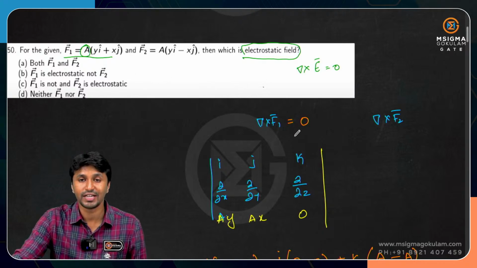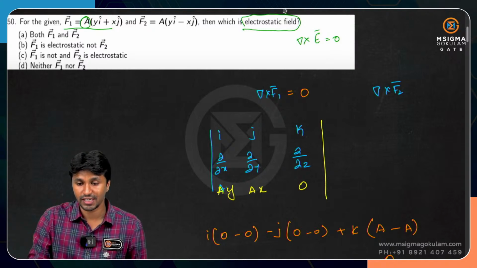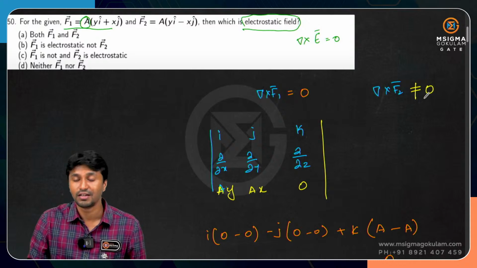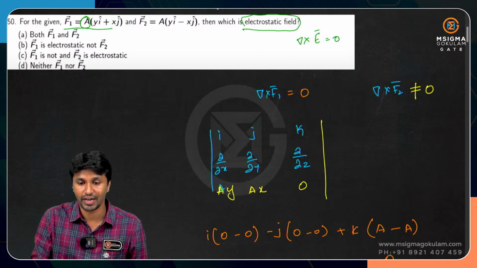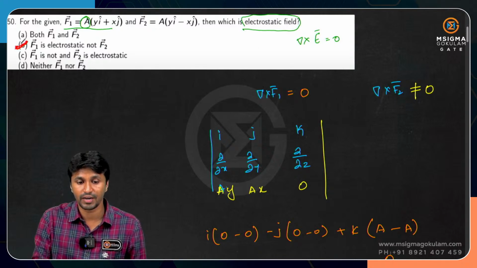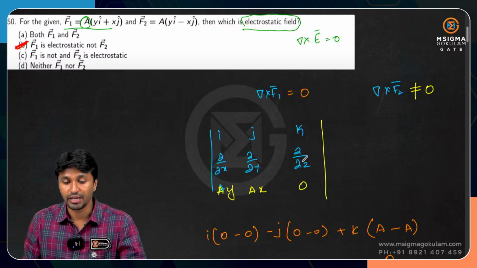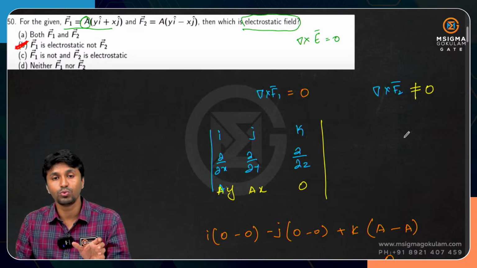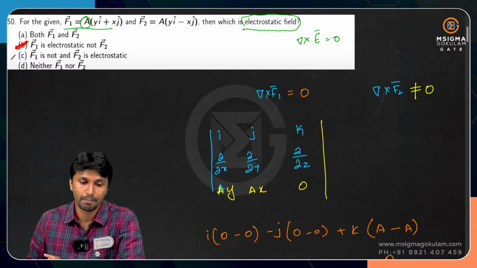So F1 is an electrostatic field. Now what about F2? This is an exercise for you. When you solve this, del cross F2 will come out as a non-zero value. So from this we can conclude that F1 is electrostatic but not F2. The correct answer to this question is option B. Apply the same procedure and you will find del cross F2 as a non-zero value, so the answer is B.